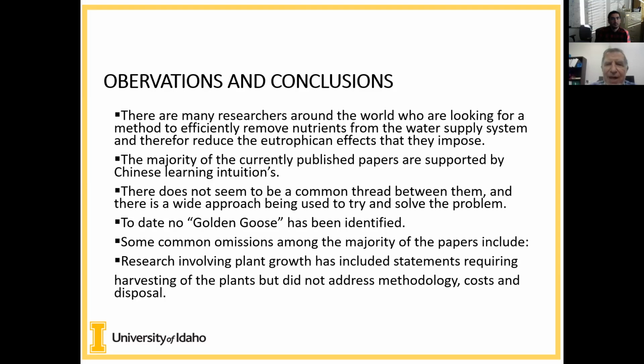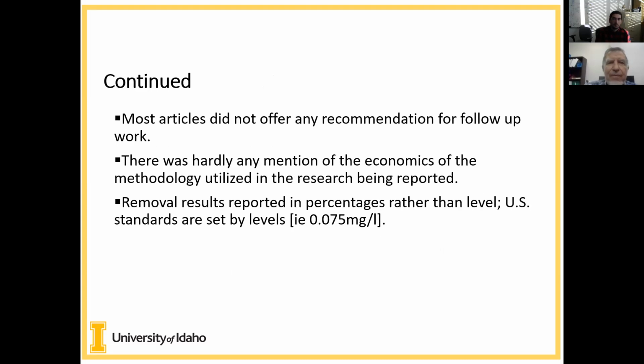Some common omissions that I see among the majority of the papers include the following. Research involving plant growth, of which there were a number of papers, has included statements requiring harvesting of the plants, but they did not address the methodology, the costs, and how the plants were to be disposed of, whether they were capable of being used as fertilizer, they may be toxic as fertilizer, or some other methodology that might have to be used. Most articles did not offer any recommendations for follow-up work.